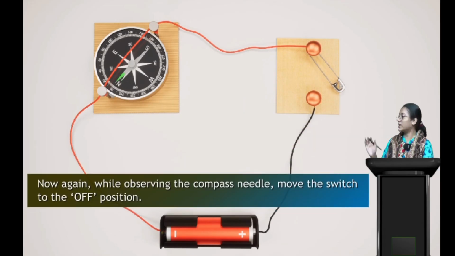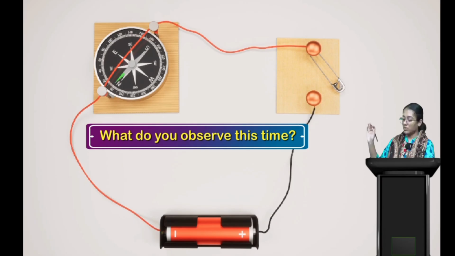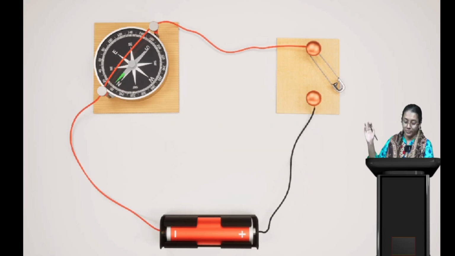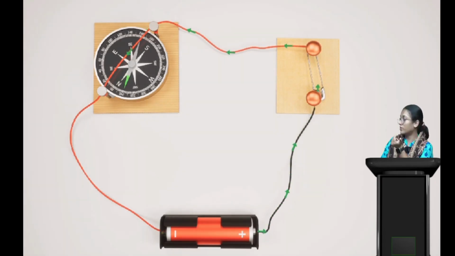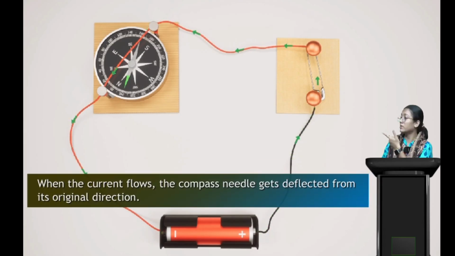So now, again, while observing the compass needle, move the switch to the off position. Off position means like this. We are detaching the safety pin from the second drawing pin. So what can we observe? What do you observe this time? That the iron compass needle went back to its original position, facing north side and south side, isn't it? So, when we turn on the switch, the iron needle gets distracted. Okay. Why is this happening?